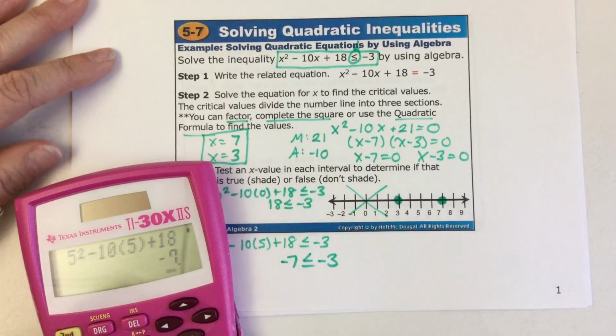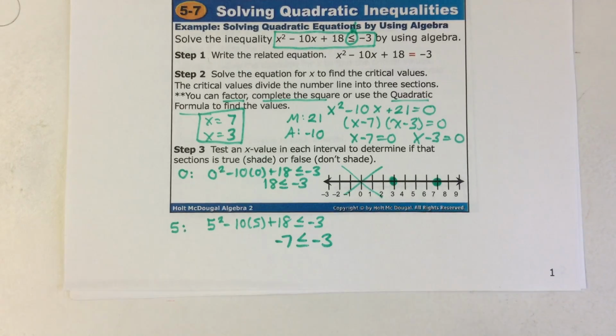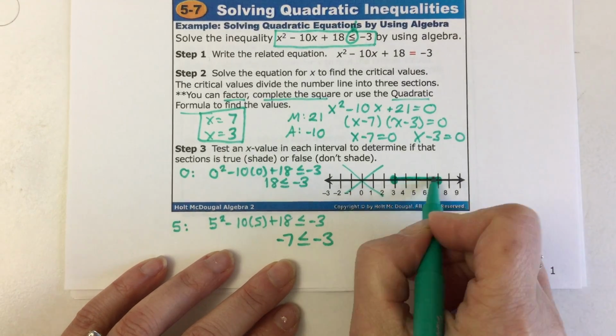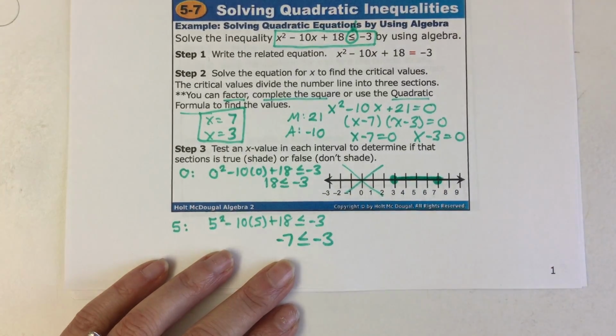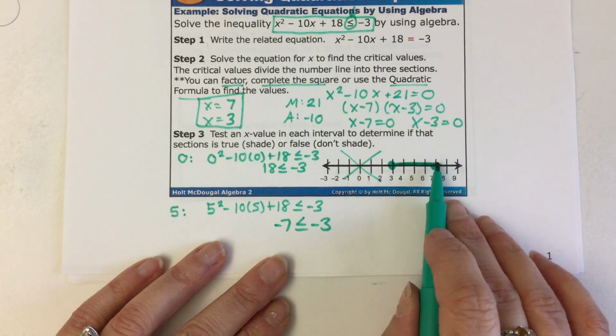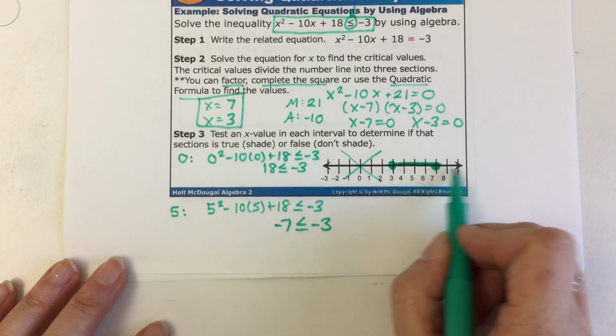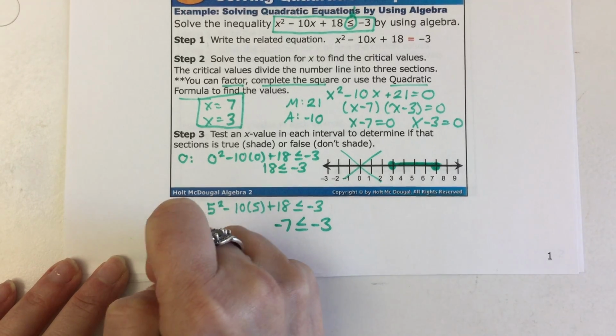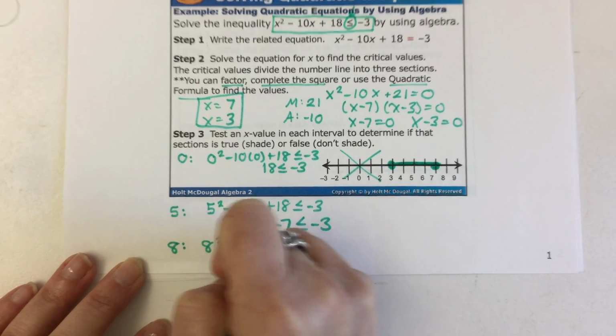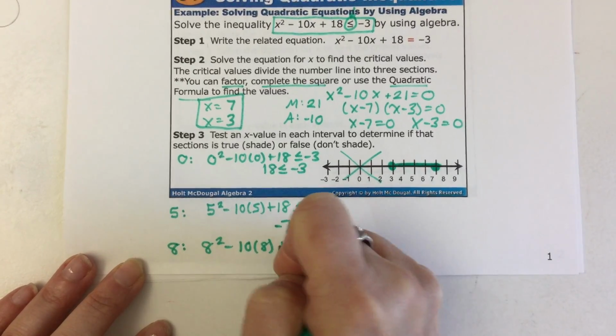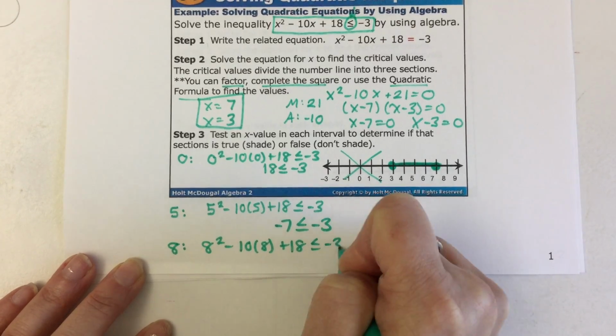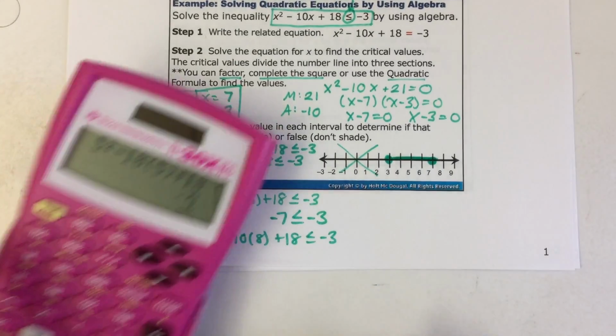So the statement says negative 7 is less than negative 3. That's true. So I shade in between the 2 critical points. Now I want to see if I shade all the way to the right. So I need to try a number bigger than 7. Let's try 8. So 8 squared minus 10 times 8 plus 18. Let's see if that's less than or equal to 3.